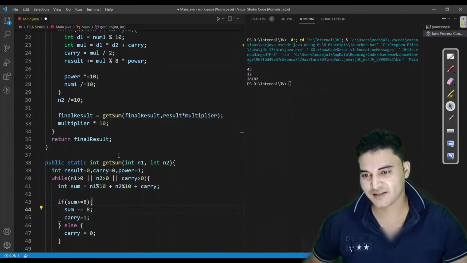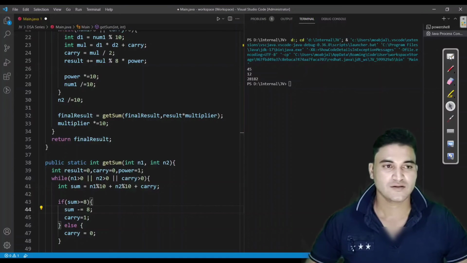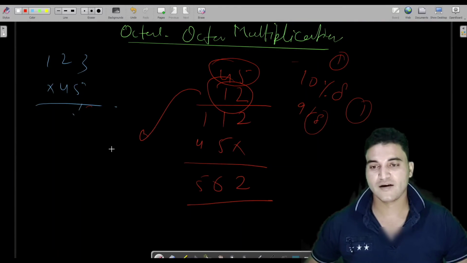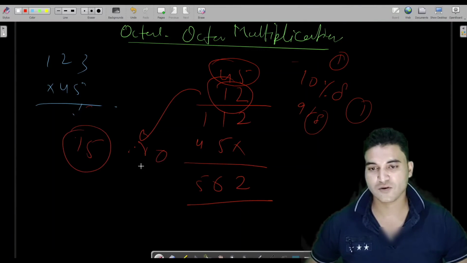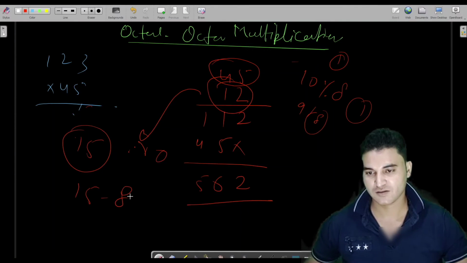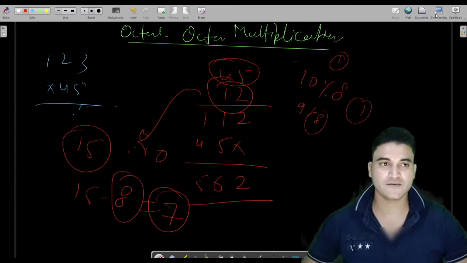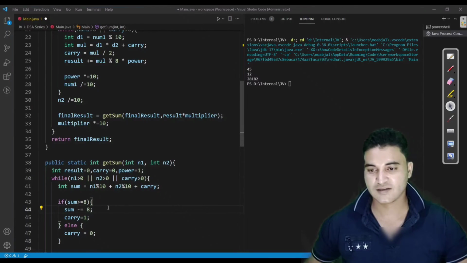We have to make this change also, because whenever you are adding those two numbers, you have to subtract. Let us say you got 15 and you have to write the number in the form of octal. 15 is not in the range of octal. You have to subtract 8 from this so that you can get 7. Fine. So to get 7 we have to subtract 8 from this also. So that is the change which we have to make here.